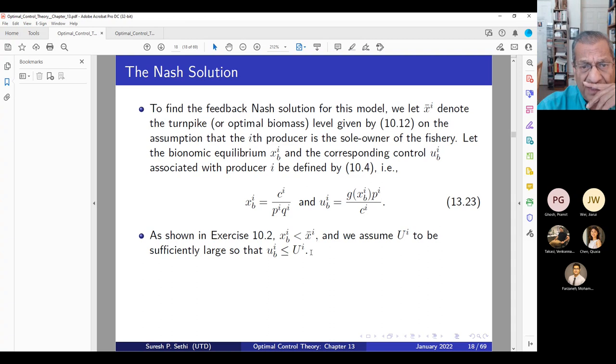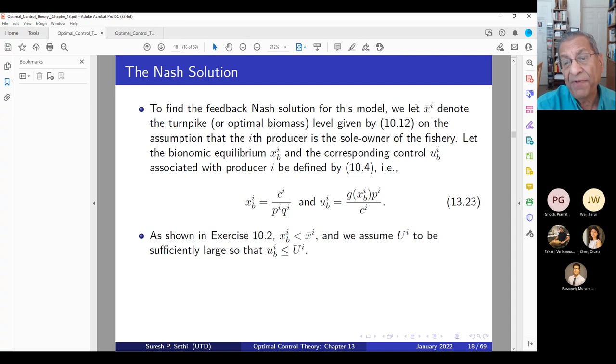To get the feedback Nash solution, we need to say a few things. One is that let X bar i be the optimal biomass of each person, assuming that he is the sole owner. And that problem was solved in 10.12. So we're taking the solution of single people and bootstrapping it to solve the game problem. That is a nice part about it. So we need to assume that we know that solution.